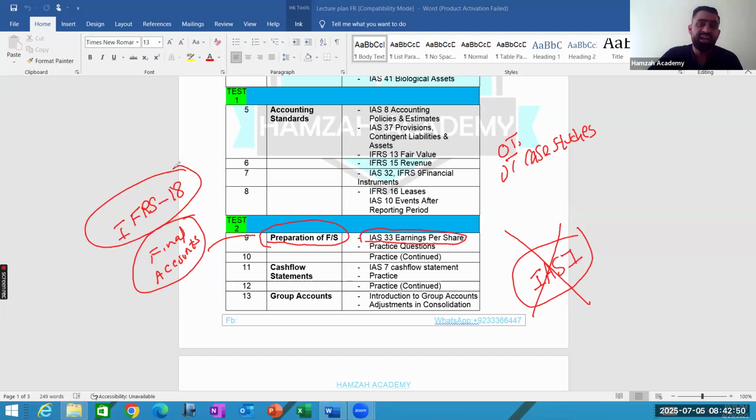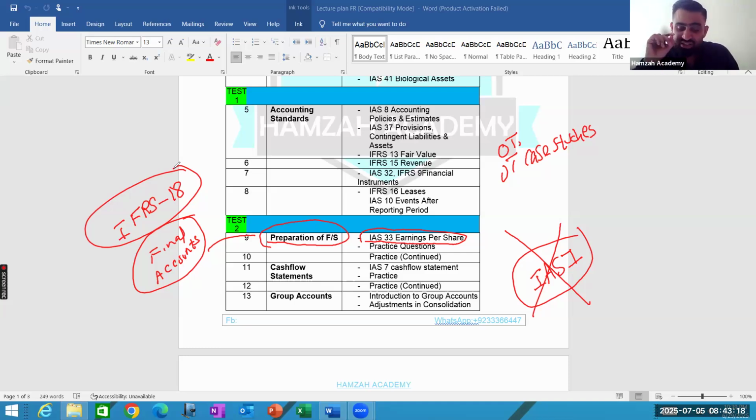which is known as IFRS 18. IFRS 18 has replaced IAS 1. So now the format of the financial statements will be some sort of, you can say, a new format of the statement you will see, especially in the profit and loss account.